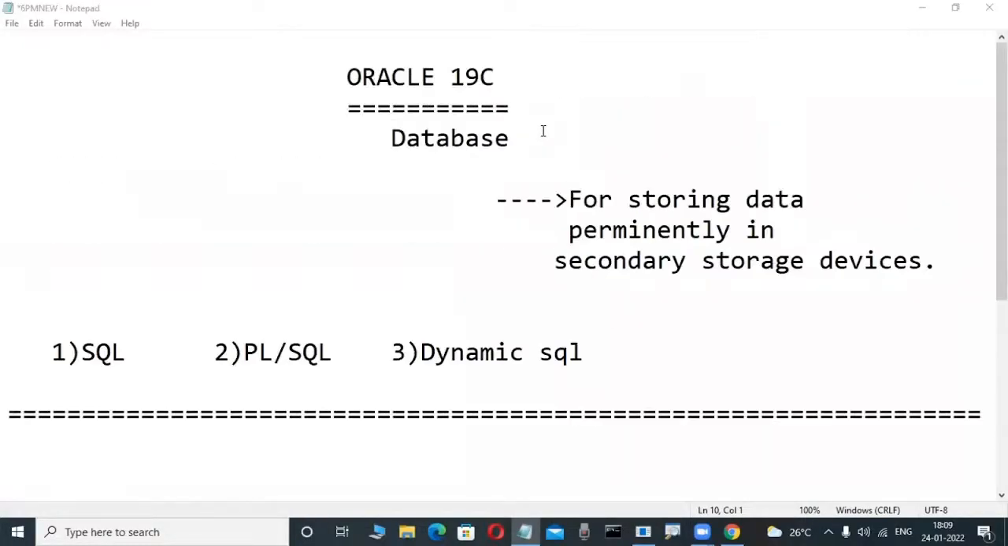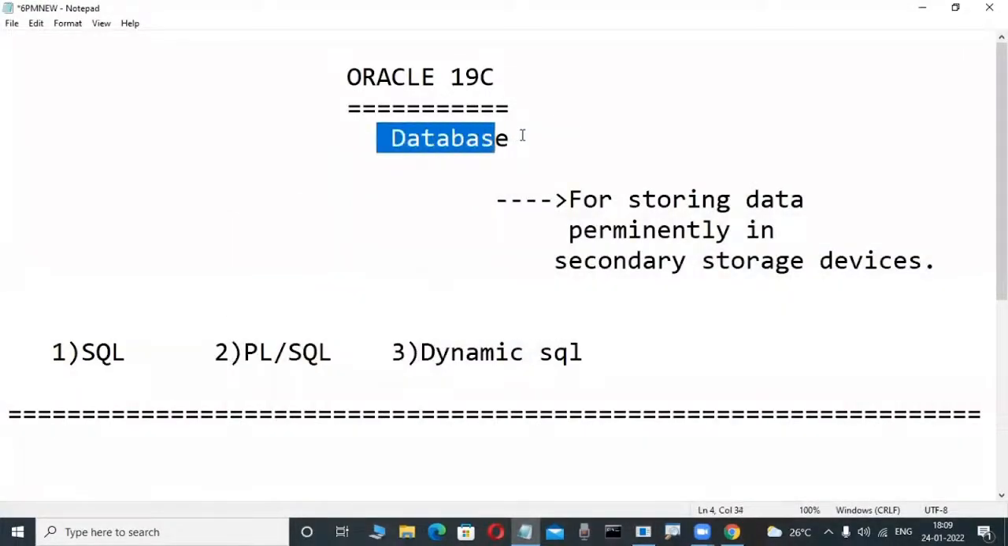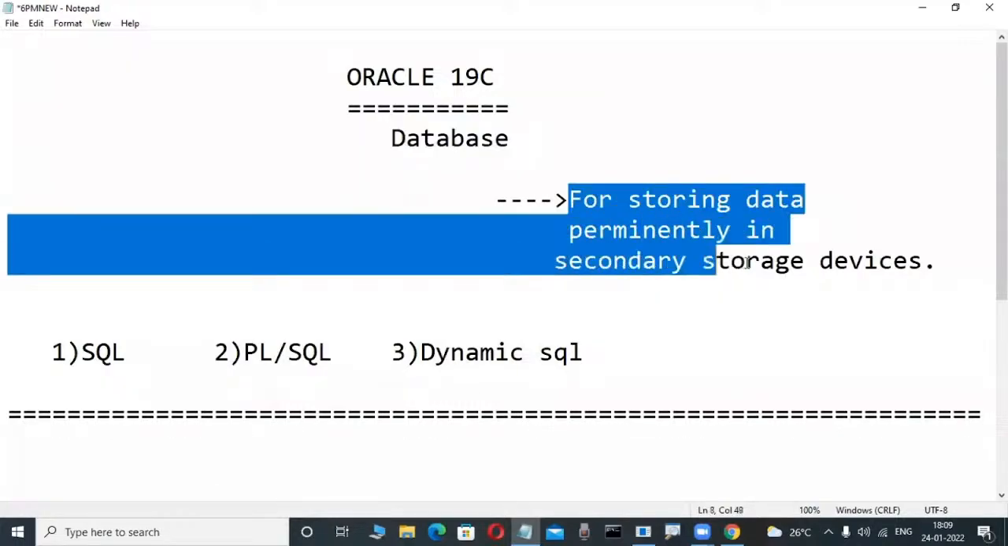Concentrate here. Anybody who did not attend the previous classes, don't worry. Simple. Oracle is a product from Oracle Corporation. 19c is a version, don't worry. This Oracle is a database product, just for an idea for newcomers. What is the purpose of this database product? For storing data permanently in a hard disk.